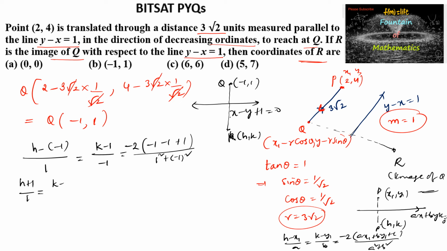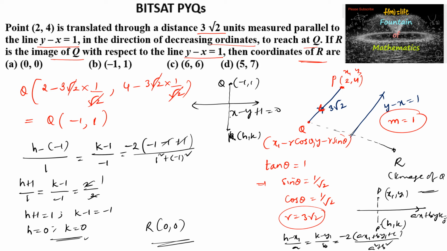that is (h + 1)/1 = (k − 1)/(−1) = 2/2 = 1. So h + 1 = 1 and k − 1 = −1. So h = 0 and k = 0. So we are getting the image of the point as (0, 0). So we can go with option A.